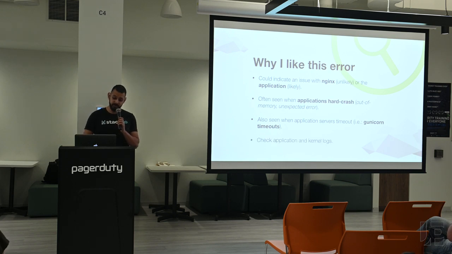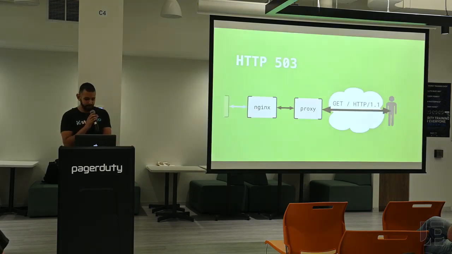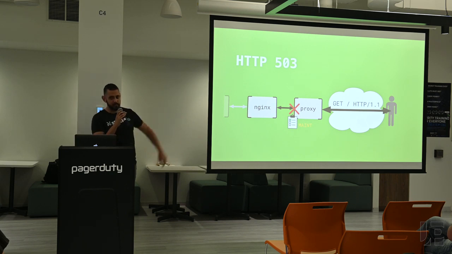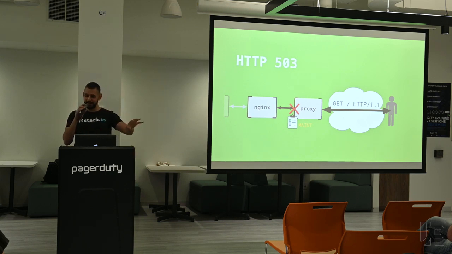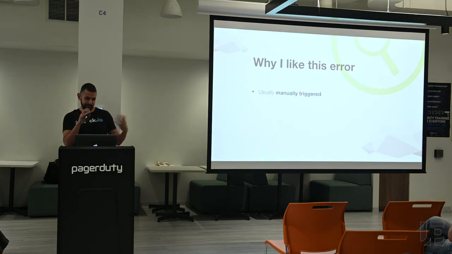Check the application logs, and usually the kernel as well, to see if it was out of memory. 503s, a very sane one. You put your backend servers into maintenance mode because, let's say, you're running some large database migration. If you have no servers to serve up content, it's going to throw 503s to any request coming through. Very, very sane one because it's usually manually triggered by a human most of the time.